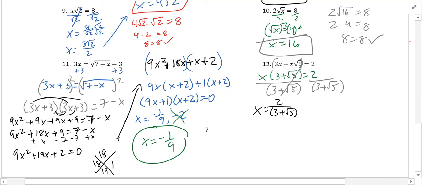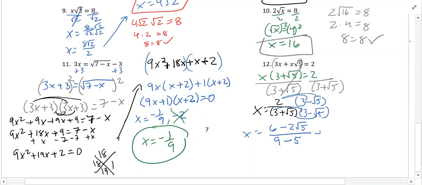But remember, we're not allowed to have this in the denominator, so you need to multiply by the conjugate, which is 3 minus rad 5. So you need to multiply by 3 minus rad 5 to the top and to the bottom. So when I distribute here, I'm going to get 6 minus 2 rad 5. On the bottom, since it's the conjugate, I only need to do the first term, which is 9, and the last term, so minus 5.